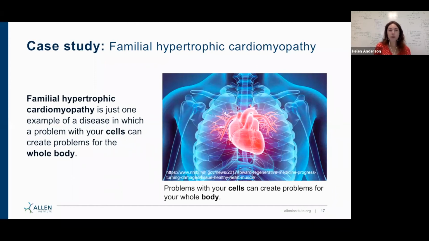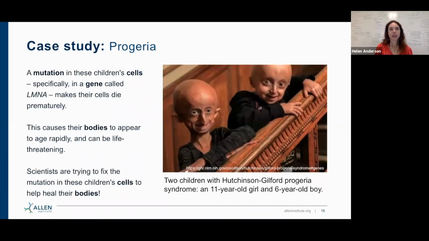Familial hypertrophic cardiomyopathy is just one example of a disease in which a problem with your cells can create problems for your whole body. Another kind of disease where a mutation in your cells can create a greater problem for your entire body is called progeria. For individuals with progeria, there is a mutation in their cells, specifically in a gene called lamin A, that makes their cells die prematurely. This causes their bodies to appear to age rapidly, and it can be life-threatening. Scientists are trying to fix the mutation in these children's cells to help heal their bodies.